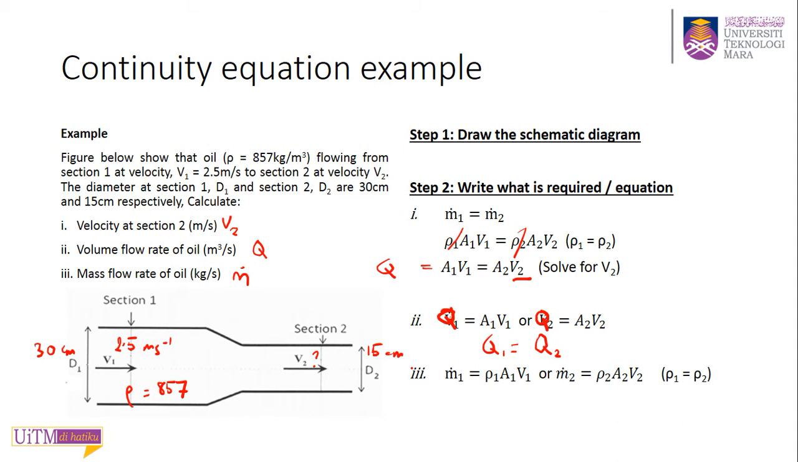And the last one, the mass flow rate. You know the equation to find the mass flow rate is just the volume flow rate times rho. So you have rho times A1 times V1, or rho 2 times A2 times V2, or this one can also be used as rho times Q1, where Q1 is A1 V1. You have already found your Q1, so you can just substitute that in.